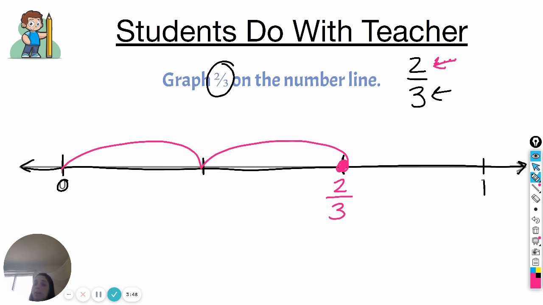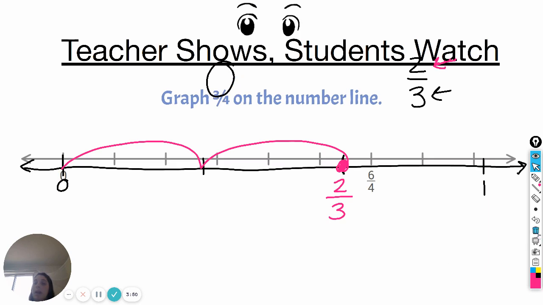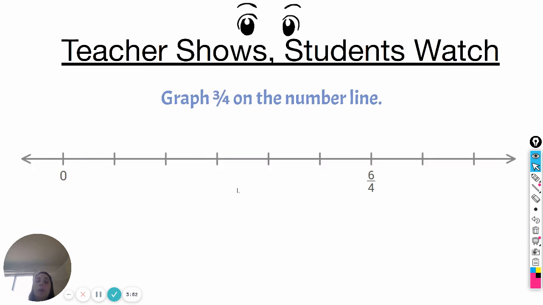Okay, go ahead and erase your whiteboards. I'm going to do another example for you. So this one I want you to make sure that you're watching, because this is something new. This says graph 3/4 on the number line. But you can see that this number line does start at 0, but it does not end at 1.